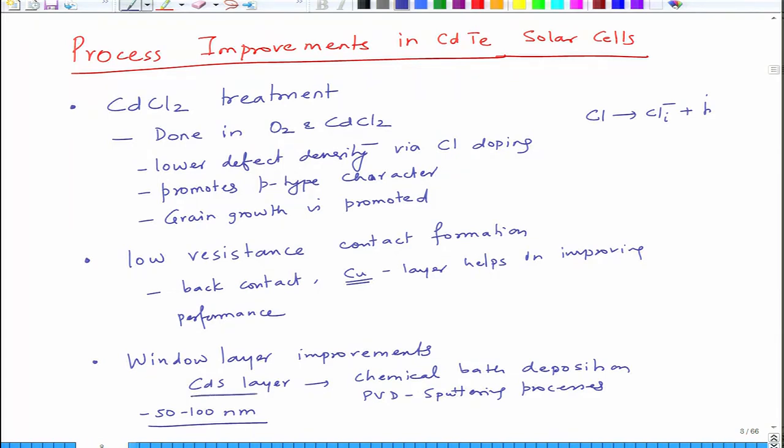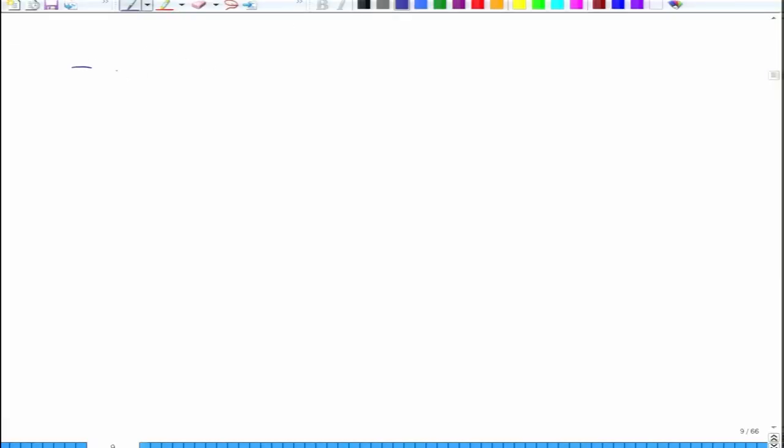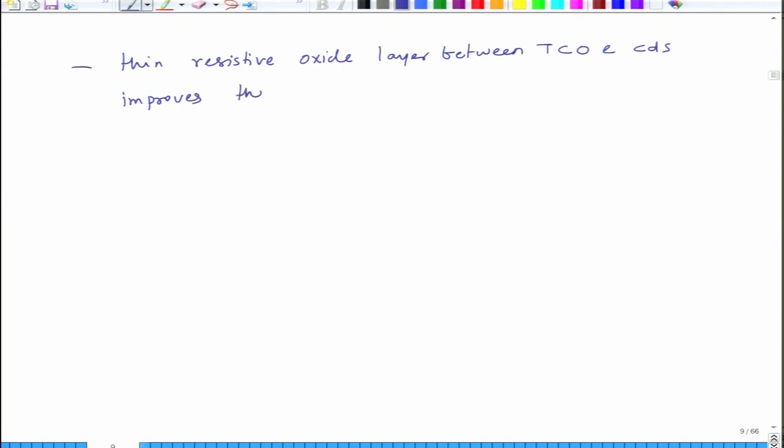So the quality of the CdS layer, which is to be deposited using chemical bath deposition or PVD processes, is quite important. And as I said, CdCl2 treatment is important because that promotes p-type behavior. It also promotes the grain growth. So this is essential for getting good properties, along with some modification in the back contact. Sometimes also, if you put a thin resistive oxide layer between TCO and CdS, it improves the junction.